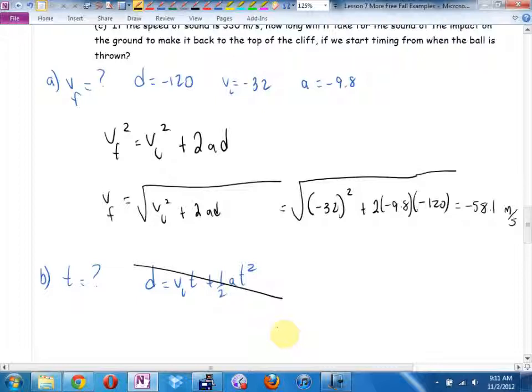I've told you, McKenna, I try and avoid using something that I've just found to find something else. I can't all the time. There is an equation that has VF, T, VI, and A in it, not D. Which one? The first one. Get the T by itself.